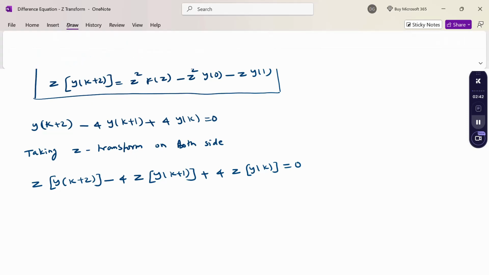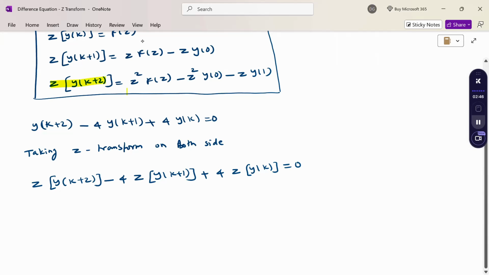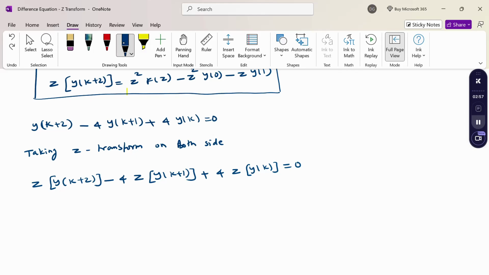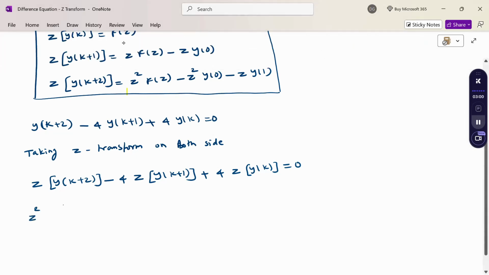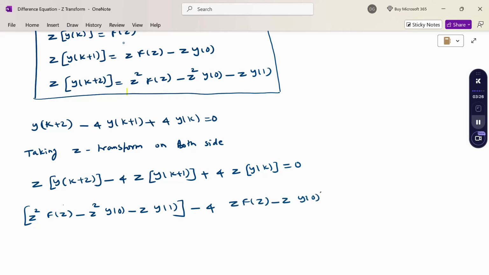Look at this one. The first one is Z of y of k plus 2. Now I'm going to use this formula. Z of y of k plus 2 is nothing but z square f of z minus z square y of 0 minus z y of 1. So this is the value of Z of y of k plus 2. Then next Z of y of k plus 1, so minus 4 times z f of z minus z y of 0. And then plus 4 f of z equal to 0.